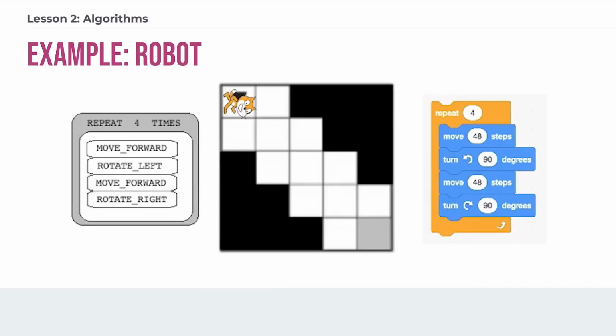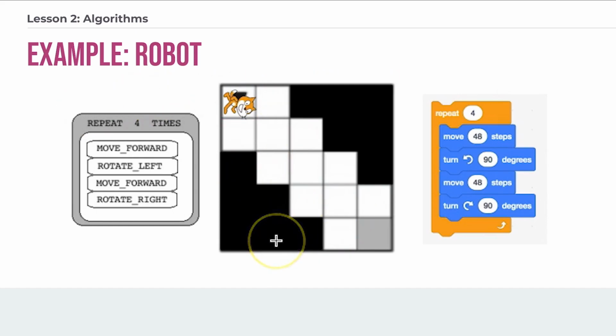Okay, so last but not least, a robot example. So we have the set of commands, and we talked about how the commands that the robot can take are move forward, move backward, rotating left and right. So we have a section of pseudocode right here that says that a series of 4 commands is going to be repeated 4 times. You will not see our friend the Scratch Cat on the AP exam, sorry, but you can think about this in the context of Scratch pretty simply.